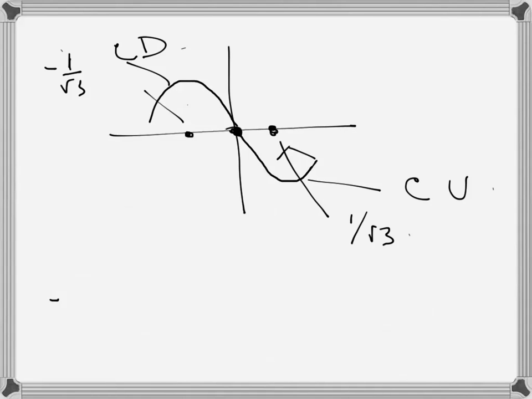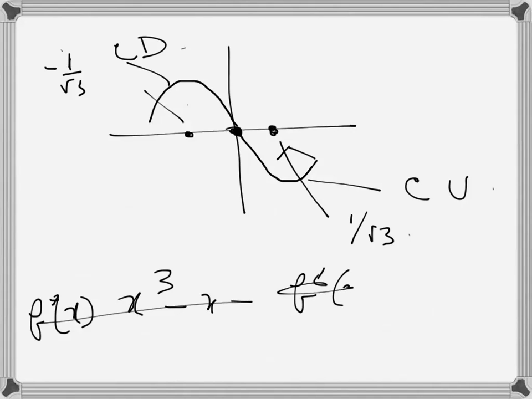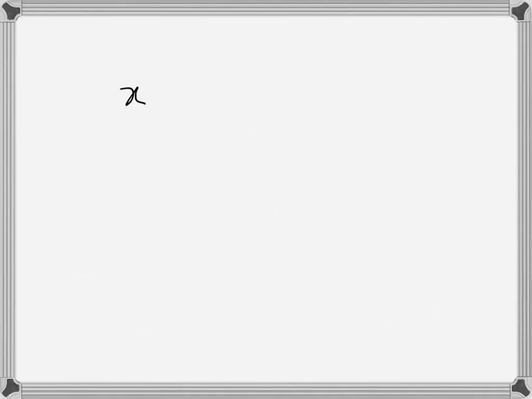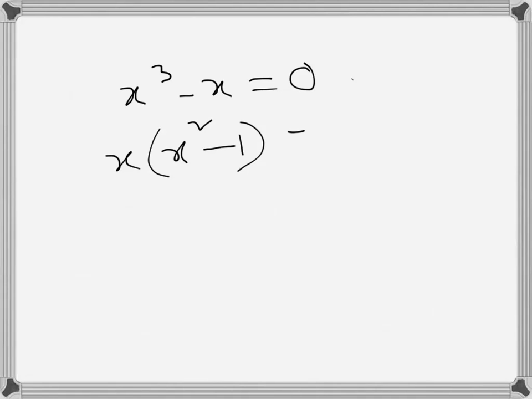Now we need to know when this curve crosses the x-axis. It will cross the x-axis at two places, of course. The function is x cubed minus x, so it will cross the x-axis when f(x) is equal to 0. I will just write again, f(x) is equal to 0. So when that happens, x cubed minus x is equal to 0. So x times (x squared minus 1) is equal to 0.